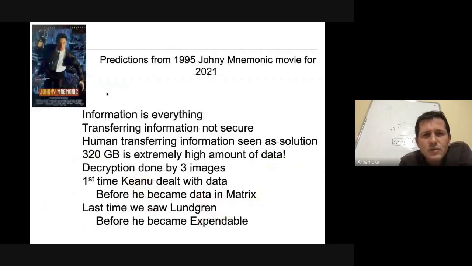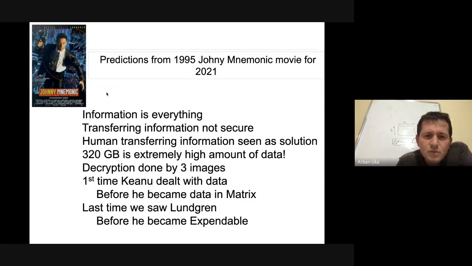And another thing that I wanted to note here is that we are in year 2021. We said at the beginning of this course that the earliest images were acquired 100 years ago, in 1921, exactly 100 years. And in 1995, I remember when this movie came out, it was a very beautiful movie. It was very high-tech, hard to understand. And in that movie, it happens in year 2021, so it happens now. And according to this movie, information was everything. That was the first thing. I believe that many would agree with this. And transferring information was not secure. Also, we agree with this.